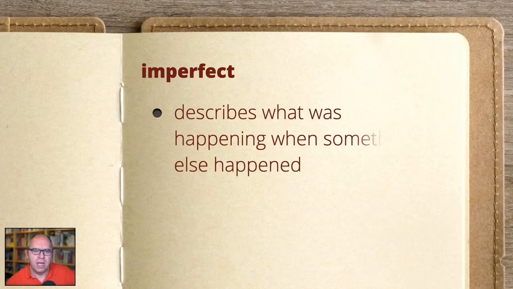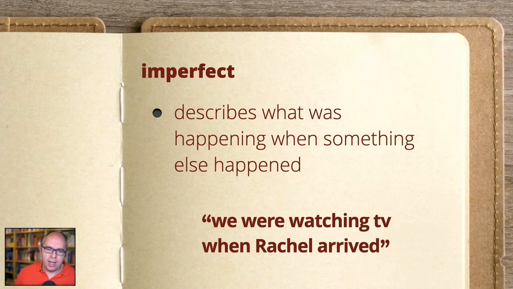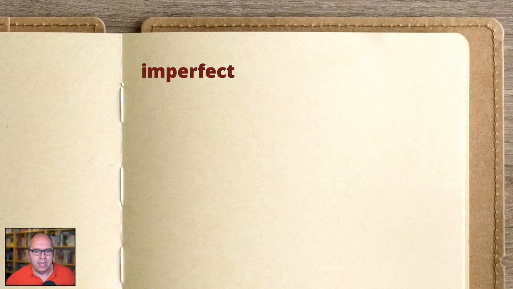It can also be used to describe what was happening when something else happened. For example, we were watching TV when Rachel arrived. In Coffee Break Spanish Season 2, when we were looking at this for the first time, we talked of the rollers. We were watching TV when Rachel arrived. So that was an ongoing thing that was interrupted by something else. So we were playing football when a dog ran onto the pitch. Now, we've got another way of doing this in Spanish using estar plus the gerund, but we're not going to go into that today. We want to focus solely on the imperfect.